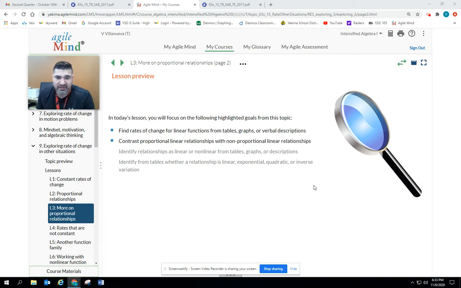And so I'm going to go ahead and read over the objectives today. It says in today's lessons, you will focus on the following highlighted goals from this topic. So we will be finding rates of change for linear functions from tables, graphs, or verbal descriptions. Also, contrast proportional linear relationships with non-proportional linear relationships. So let's go ahead and start with our opener.